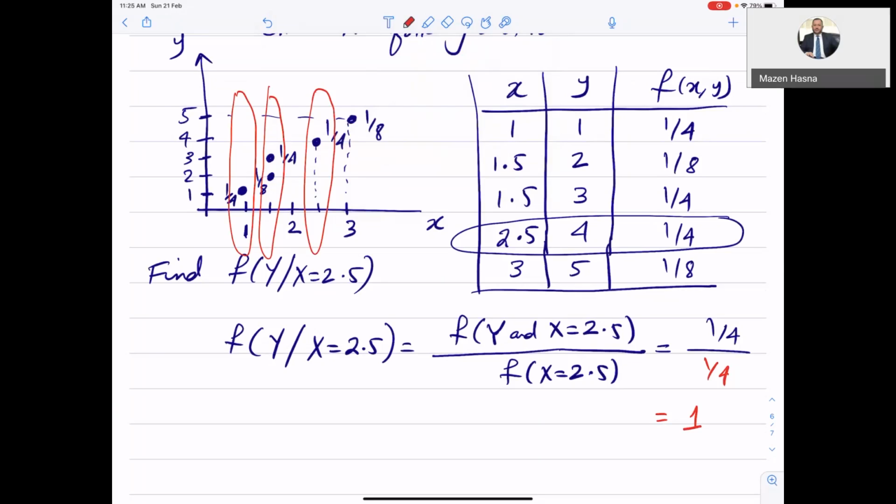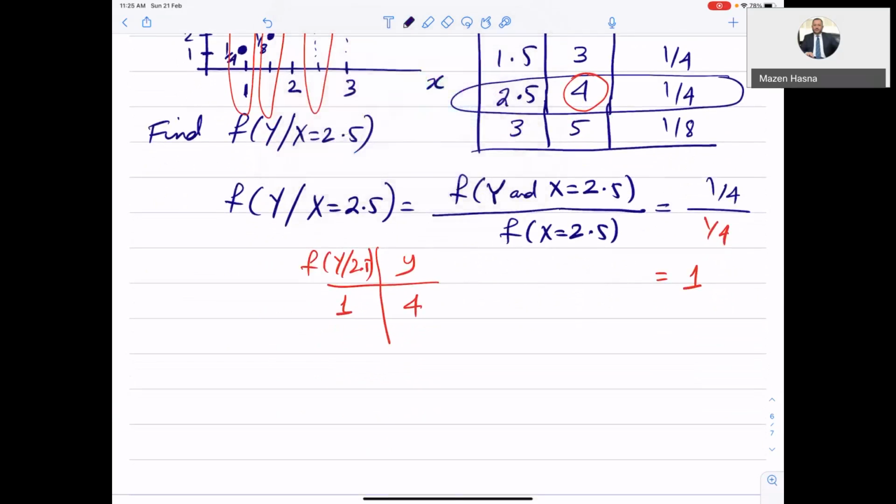It means that if we know that x is 2.5, then we know that y is for sure going to be 4, because there are no other possible values for y. So in this distribution, f of y given x equals 2.5, I have only one value of y, 4, and its probability is 1.